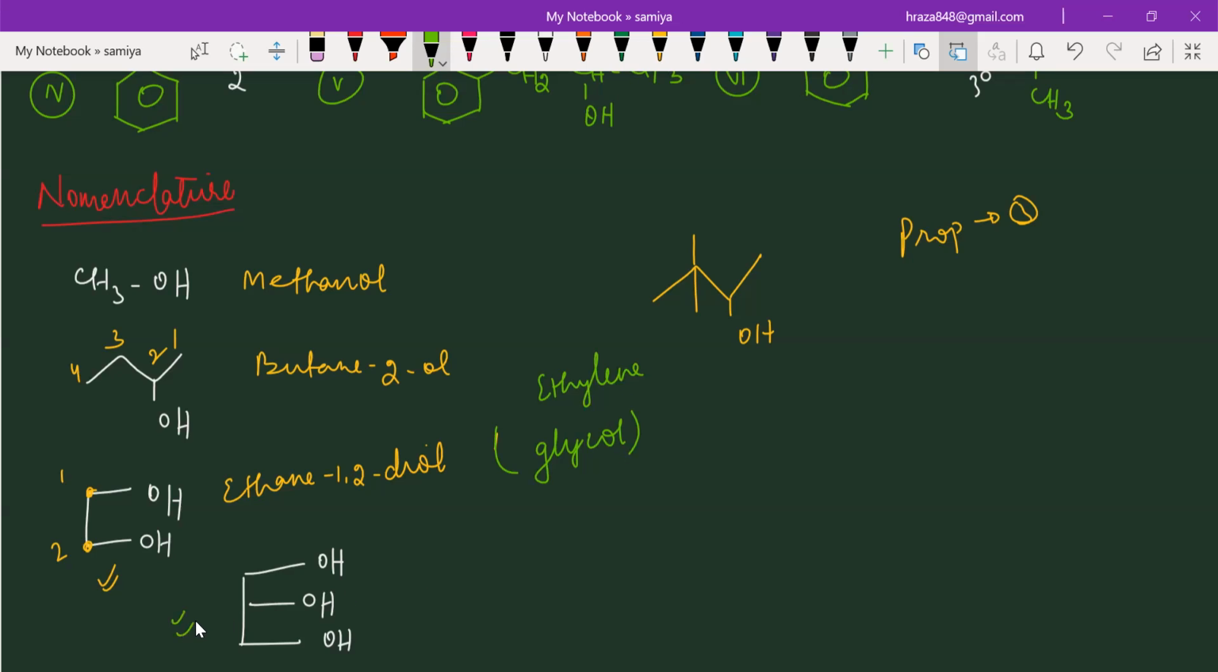Please name this. Propane, because all are singly bonded. Propane-1,2,3-triol. And do you know its common name, which is very famous? Glycerol. It's glycerol.